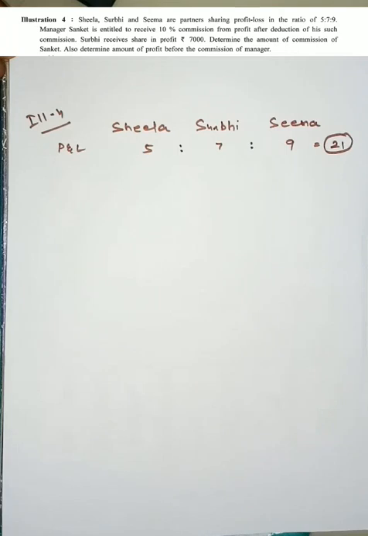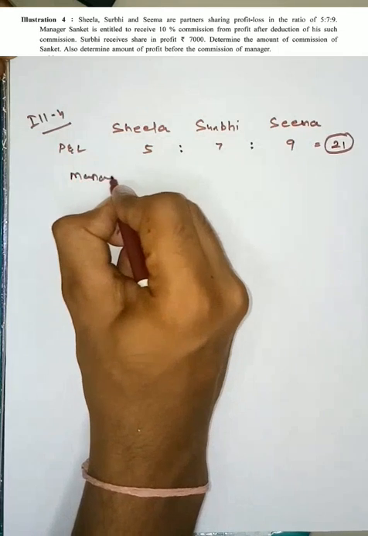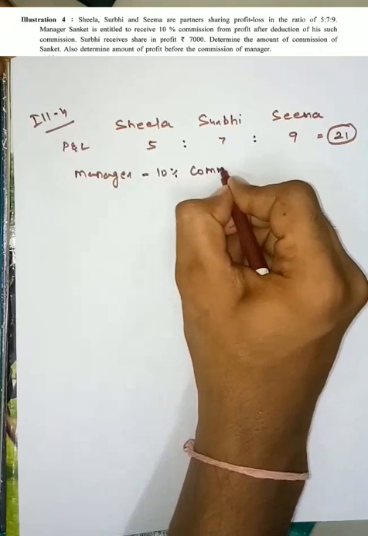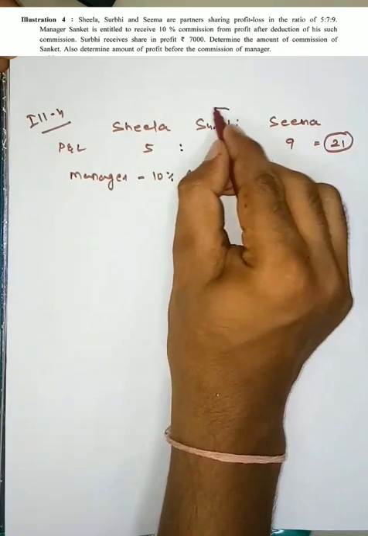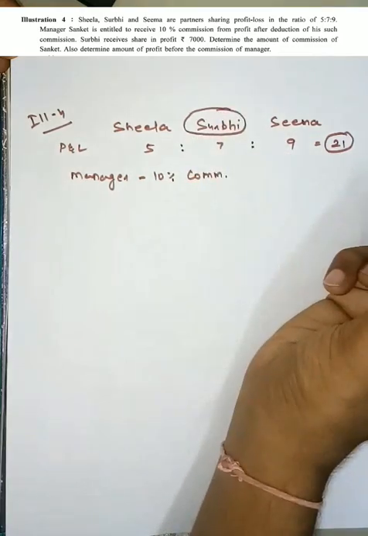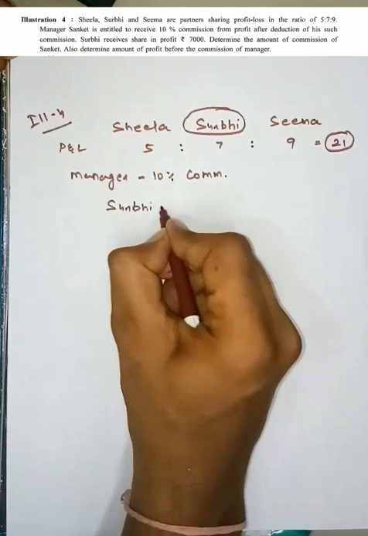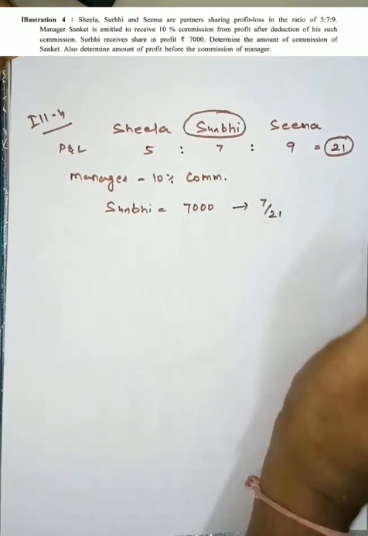Next, manager Sanket is entitled to receive 10% as commission. Now we have to see whether it is after commission or before commission. Surbi receives a share of profit, that is 7,000. Among these partners, Surbi is receiving a profit of rupees 7,000, where his share is 7 divided by 21.